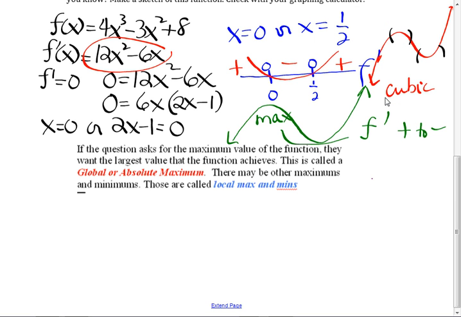Okay, this is a min because f prime goes from negative to positive, and that's what you say. It's good enough. You don't have to write a whole sentence. I prefer not a sentence.